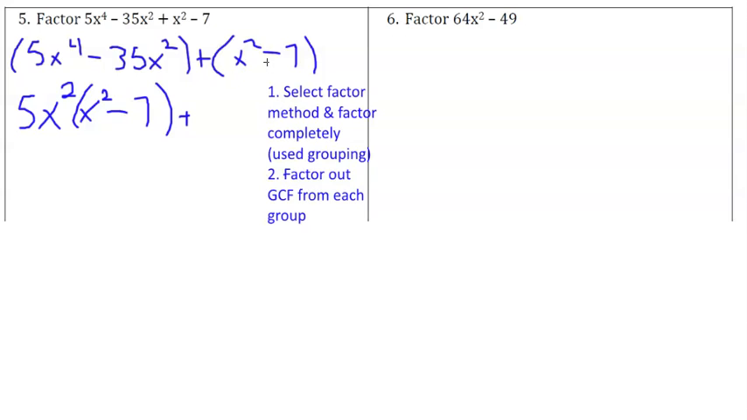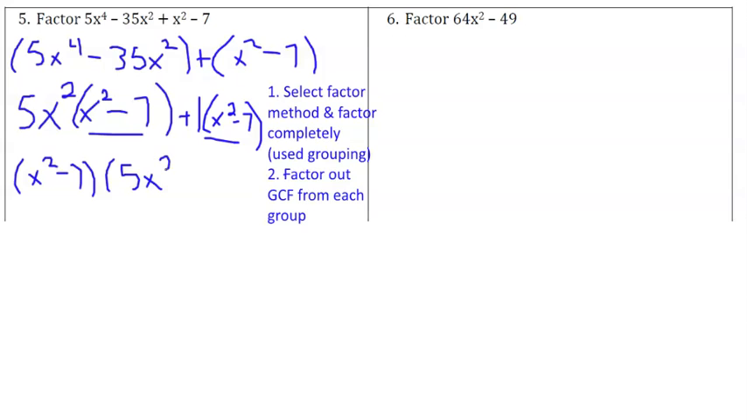The only GCF for these two is 1. So just put a 1 out there. And we'll rewrite what's already inside. From there, they each share a common factor, so we can factor that out. And then what's left inside is 5x squared plus 1. And that would be our factored form.